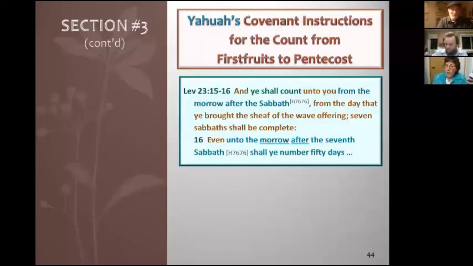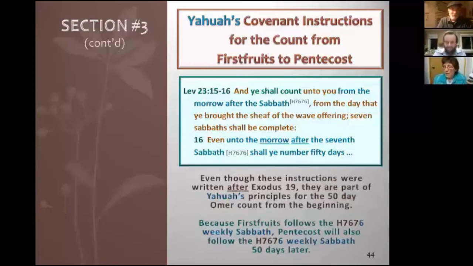And even though these instructions were written after Exodus 19, they are a part of Yahuwah's principles for the 50-day Omer count from the beginning, because he doesn't change, he doesn't tell a lie, he doesn't mix it up so that you don't understand it. This is a principle. Because first fruits, I was just going to say all the way to the New Testament, the same day, same count, all the way through.